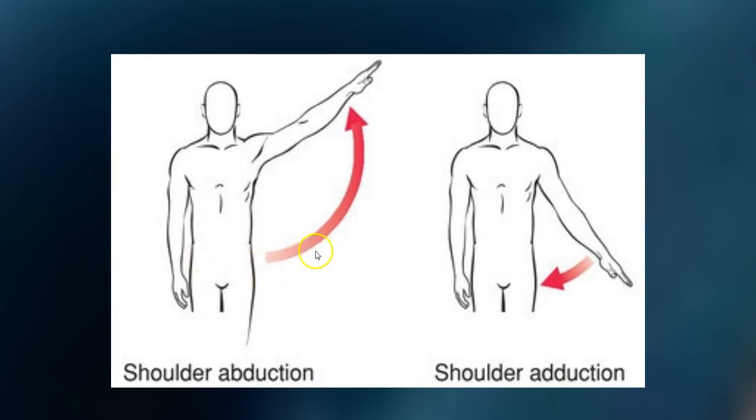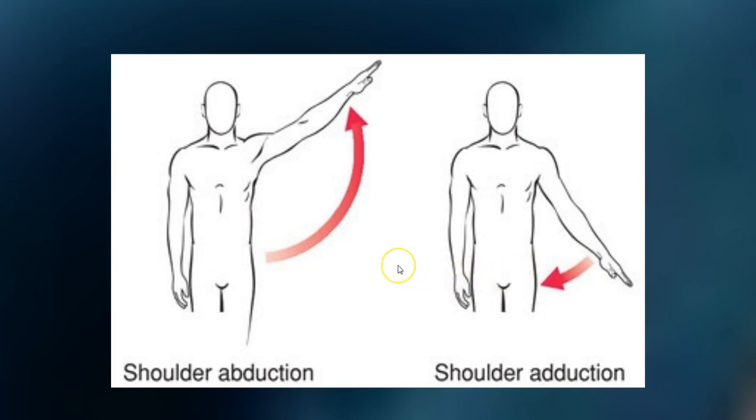So you are lifting that arm up and you are taking it away. The hand is moving away from the body. And then in this one here, it's moving back. And one way to think about that, you're adding back to the body. Okay, so when it's coming back to the body, you're adding the arm back to the body, and that is adduction.